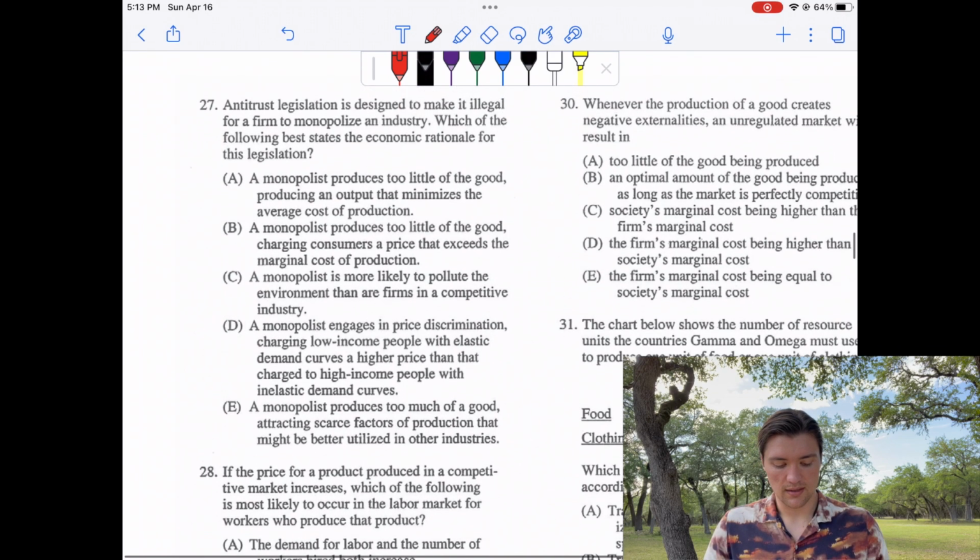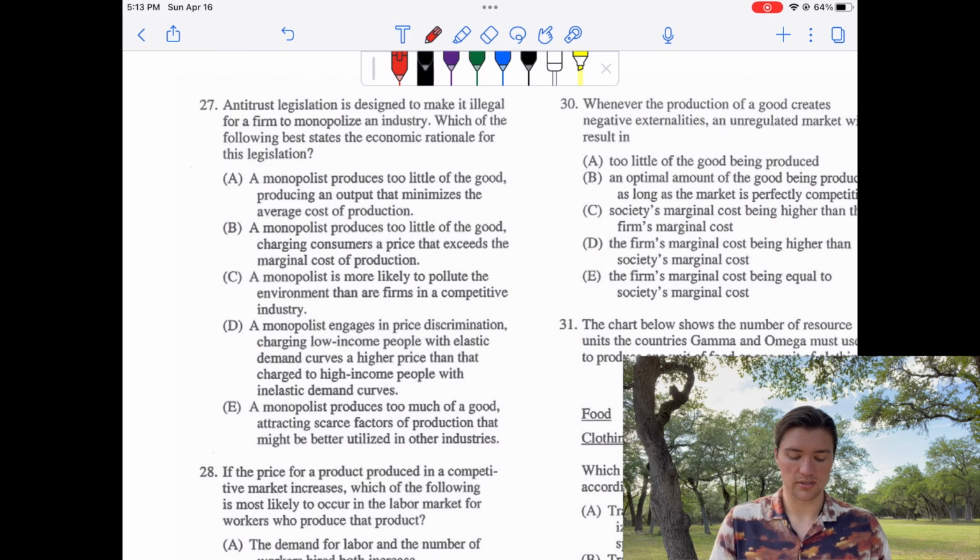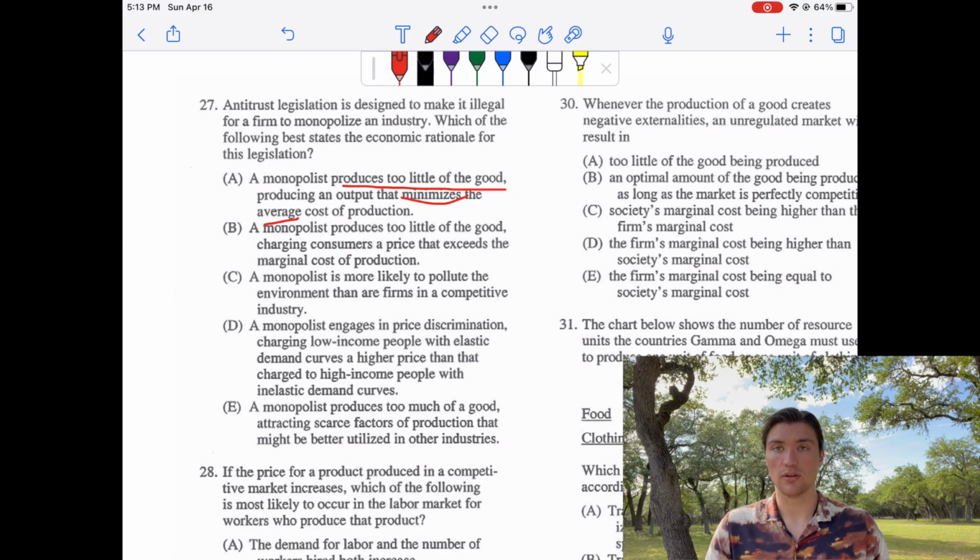Number 27. Antitrust legislation is designed to make it illegal for a firm to monopolize an industry. Which of the following best states the economic rationale for this legislation? So why do we not want to have monopolies? There's a couple reasons, but one of these is true. Do they produce too little of a good? Yes, we're actually having less of the good because of monopoly. Does it minimize the cost? No, it's not minimizing the cost. Are we producing too little of a good, and are we charging a price that exceeds the marginal cost? Yes, that's true. Remember, a monopoly always charges a price greater than marginal cost.